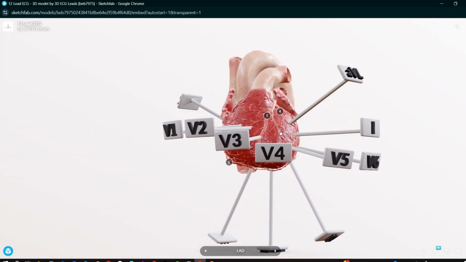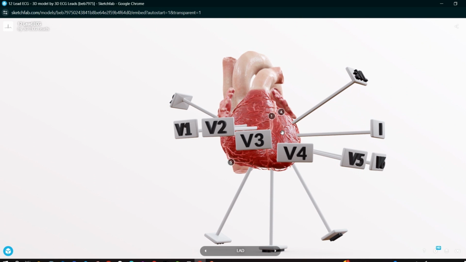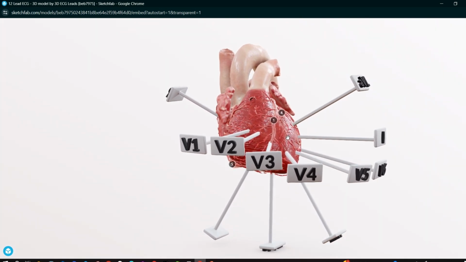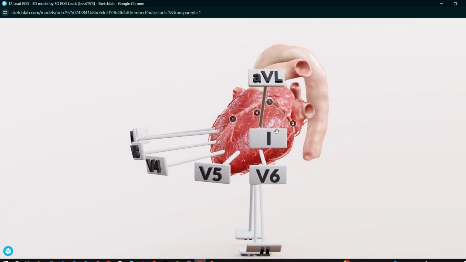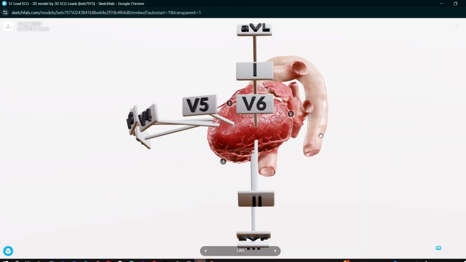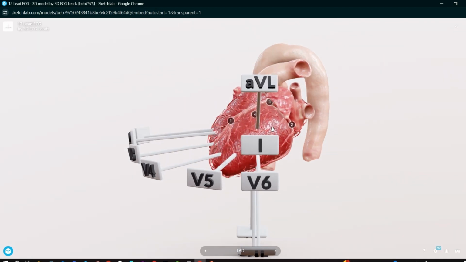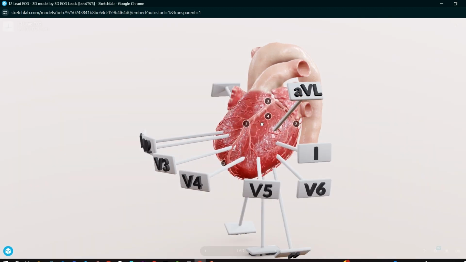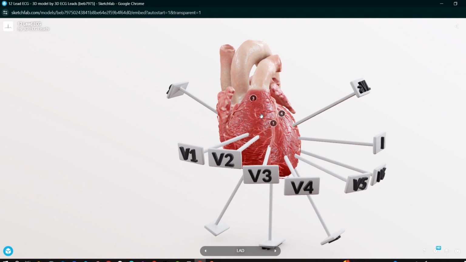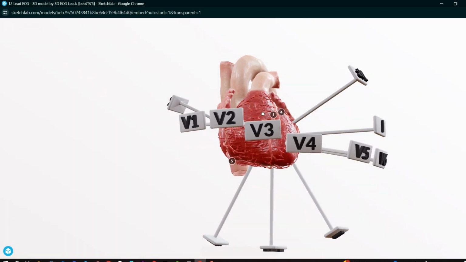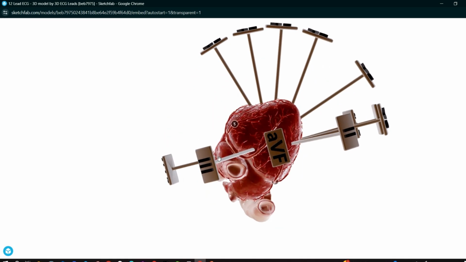So now let's combine all the leads together this time. For example, if I ask you for the leads of the left side of the heart, which leads will you tell me? Of course, you'll move to this side. You will say AVL, lead 1, and V5 and V6 as well. They look at the heart from a left lateral side. Okay, now let me ask you which leads are looking at the heart from the inferior side. This will be leads 2, 3, AVF.